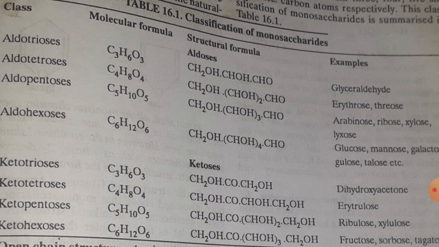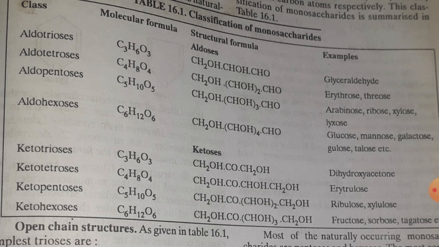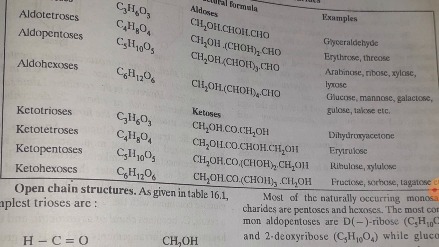structural formula. So what are those? Arabinose, ribose, xylose, lyxose. These are aldopentose. Aldohexose: C6H12O6, which we all know. And the examples are glucose, mannose, galactose, and talose. Okay, glucose is there. These are the examples.